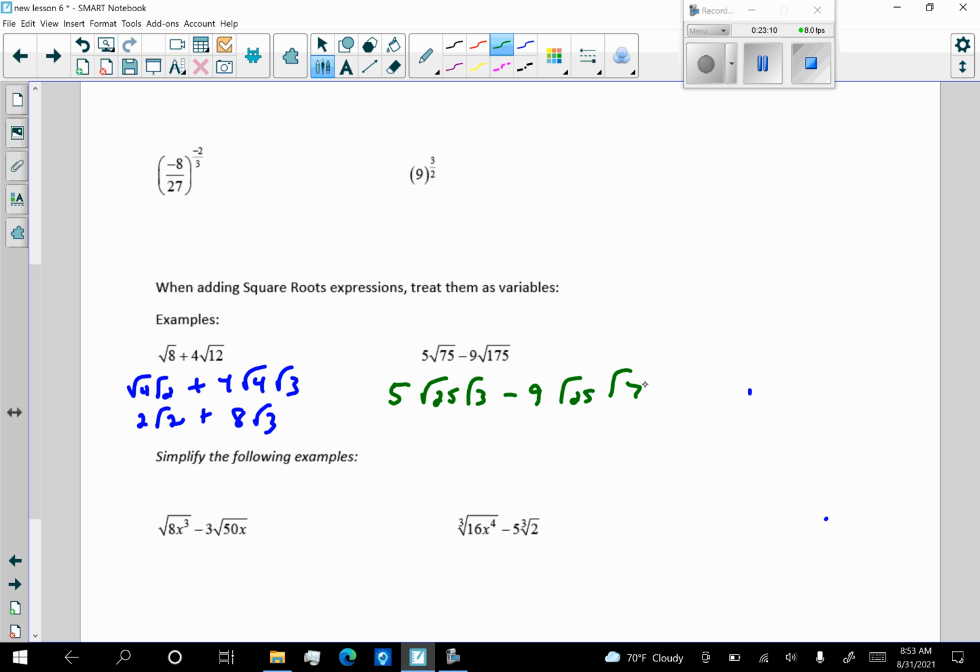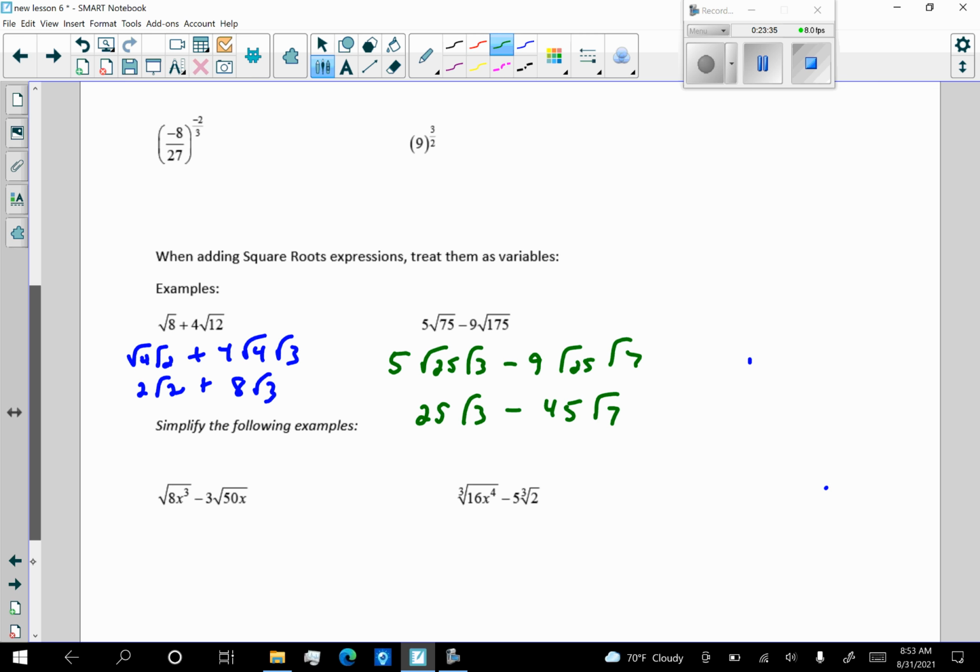If you have 7 quarters, you have $1.75. And so now what do you have? You have 5 times 5 is 25 square root of 3 minus 45 square root of 7. And that doesn't simplify either. Both of those are bad examples for what I wanted to talk about. So I'm going to go to an example that's a good example. Same thing. So we're going to jump down here.